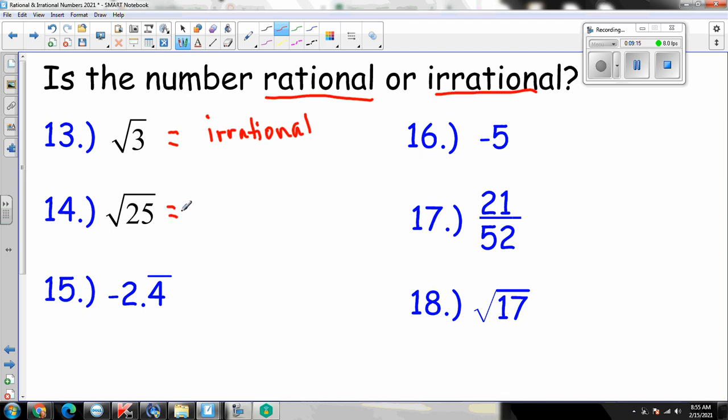Number 14, square root of 25, that equals 5. I can write 5 as 5 over 1, so it is rational.